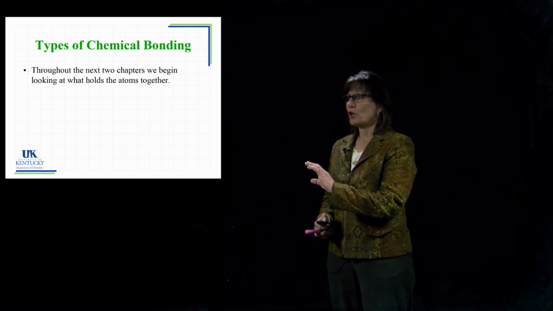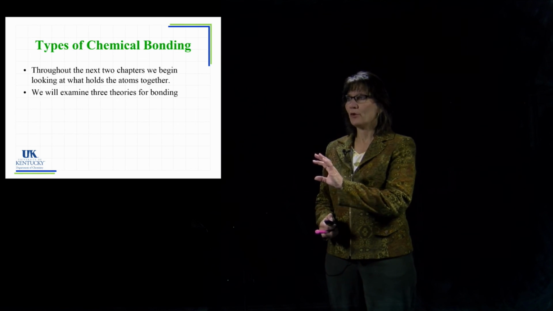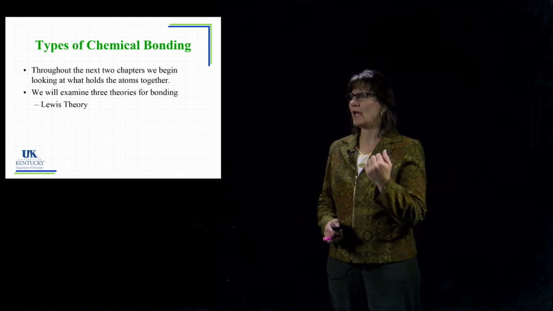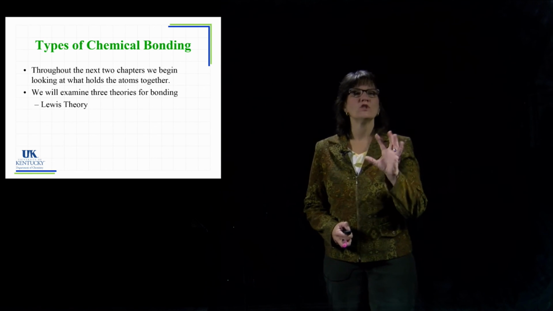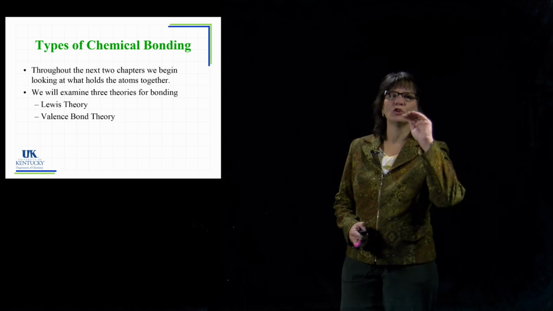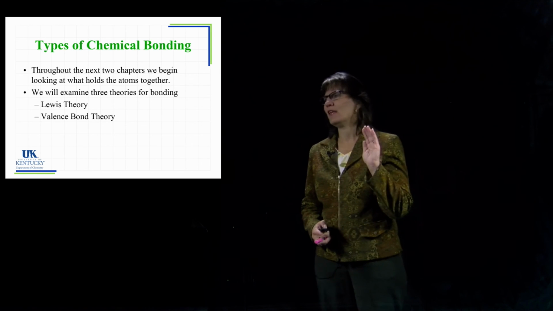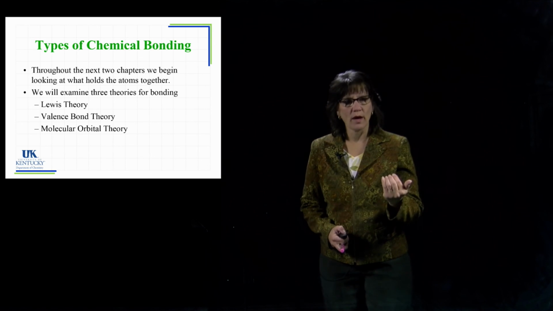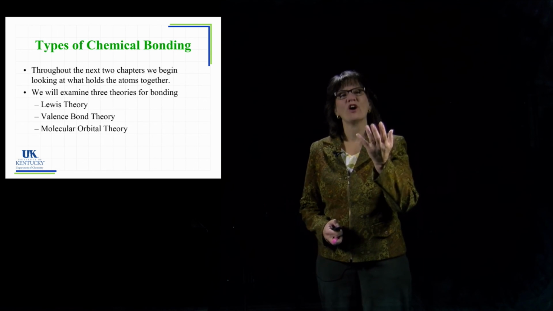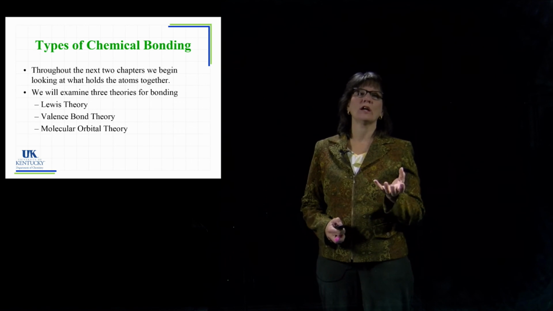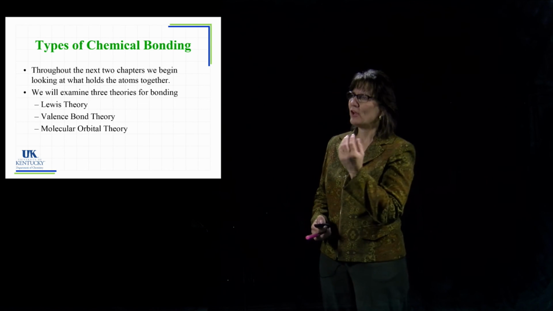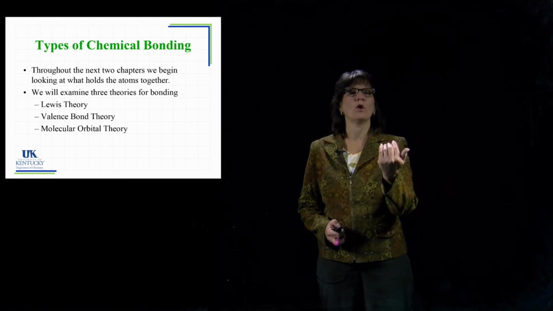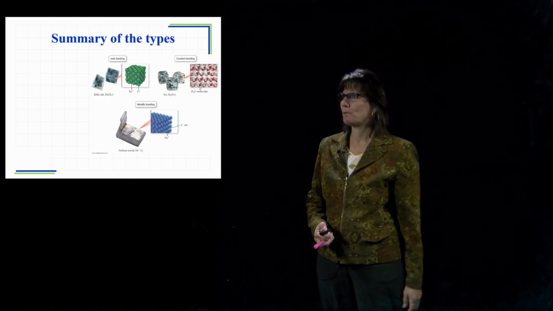Throughout this chapter, we're going to be looking at how they're bonded together. We're going to be focusing in on 3 bonding theories. We'll start with this chapter, and that's Lewis theory. Once we look at Lewis theory, then we'll be able to look at valence bond theory, and then lastly, we'll look at molecular orbital theory. So these are all different ways to think about how compounds form within their electronic structure, and they're different ways of looking at it depending upon what you're needing to know.